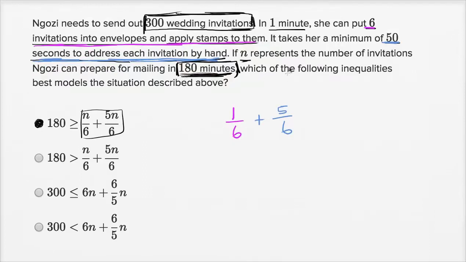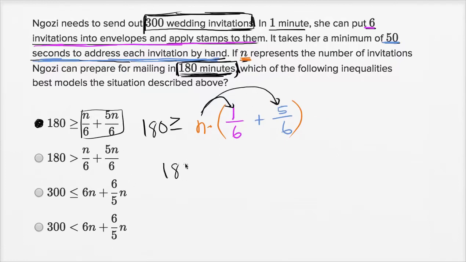And then if she's doing n invitations, this is per invitation, and then you multiply it by n. This is the total amount of time she would spend if she did n invitations. And so this thing right over here has to be less than or equal to 180. So we could write it like this, or we could write that 180 is going to be greater than or equal to that. And if you distribute the n, you're going to get this thing right over here.